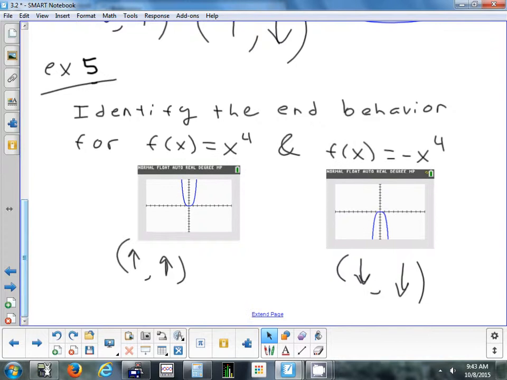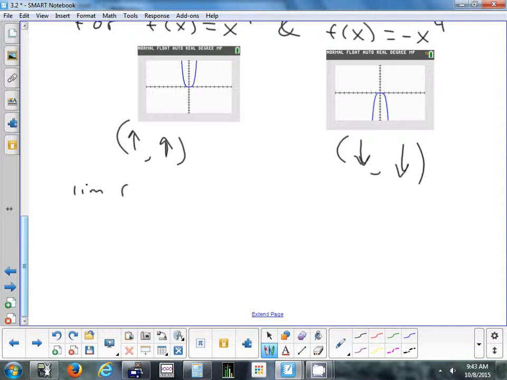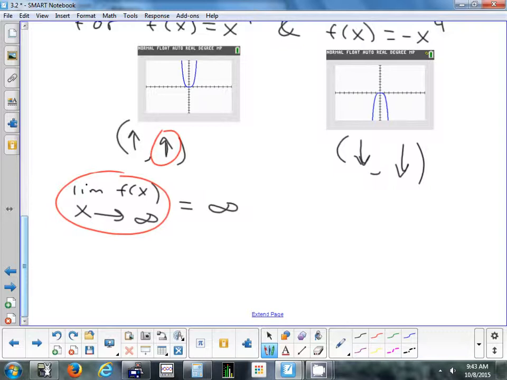Can you write the other notation for the one on the left? This one? Yep. So the limit of f of x as x approaches infinity. This I get from that. As x approaches infinity, that's the right side. So look at the right arrow. It's going up. Up is infinity. The other one, the limit of f of x as x approaches negative infinity. Negative infinity is the left side. That's heading towards the left. Look at the left arrow. It's heading up.